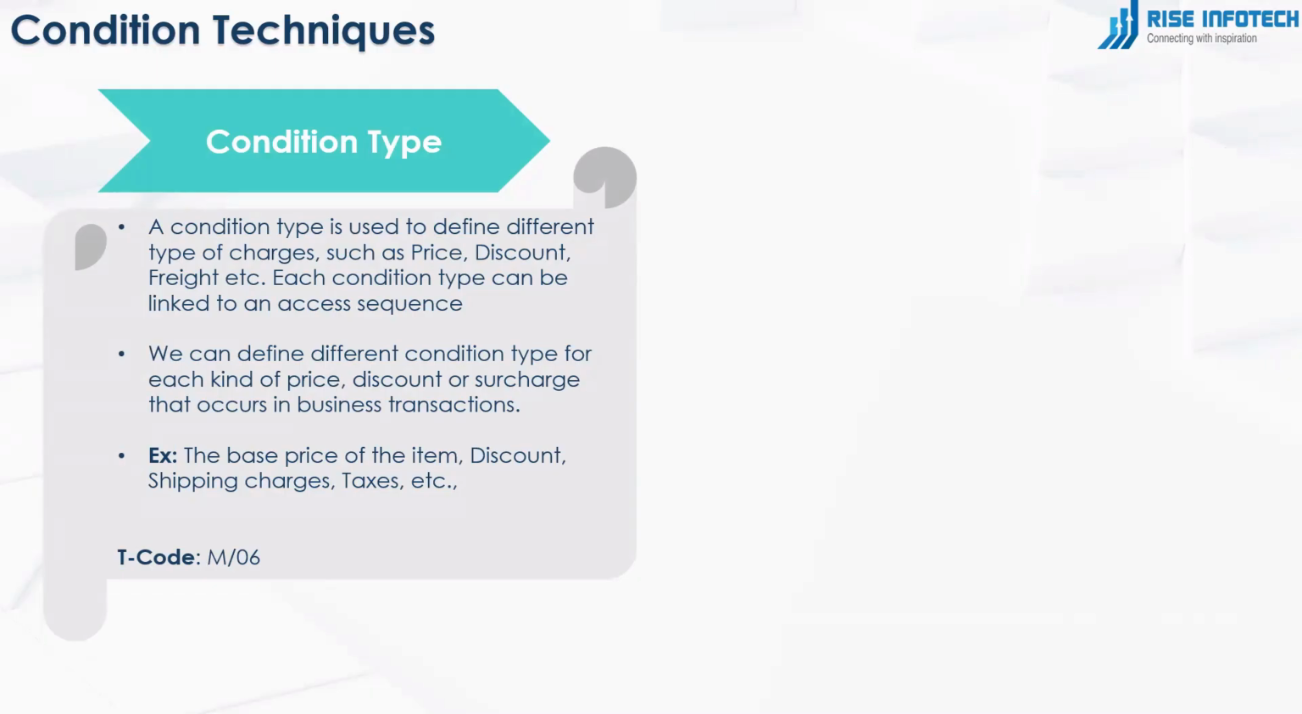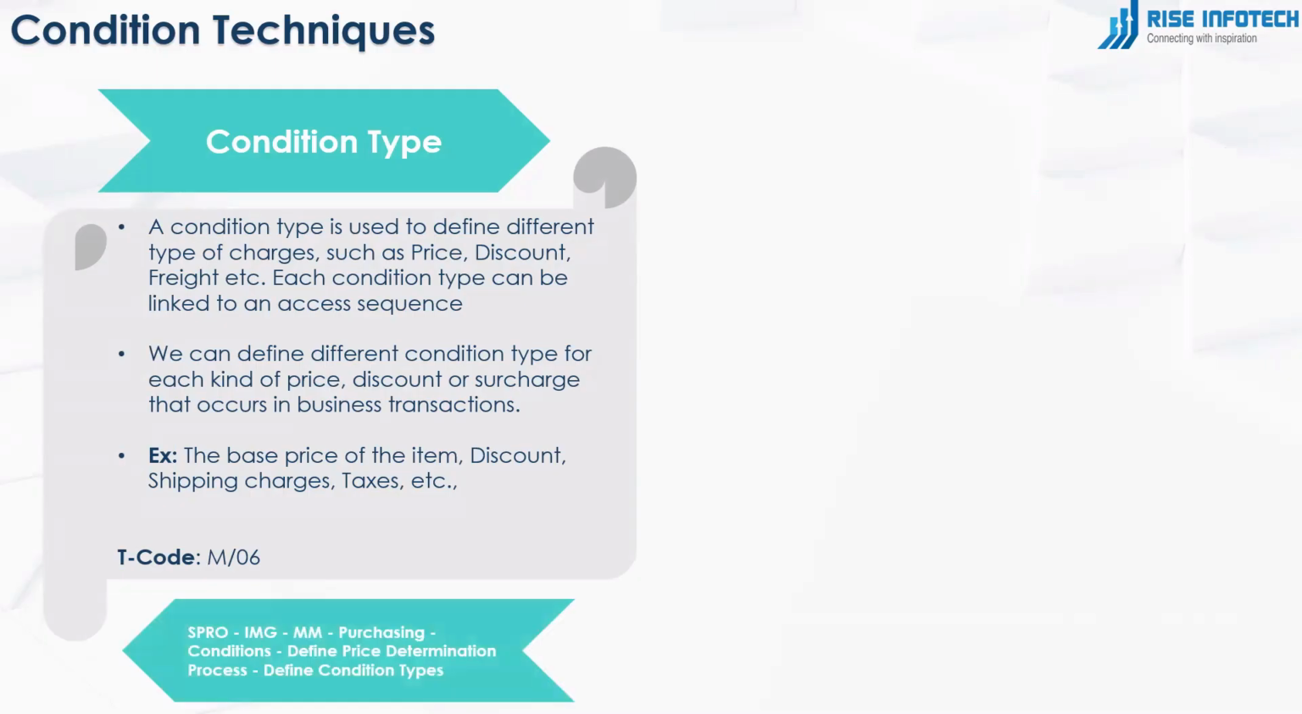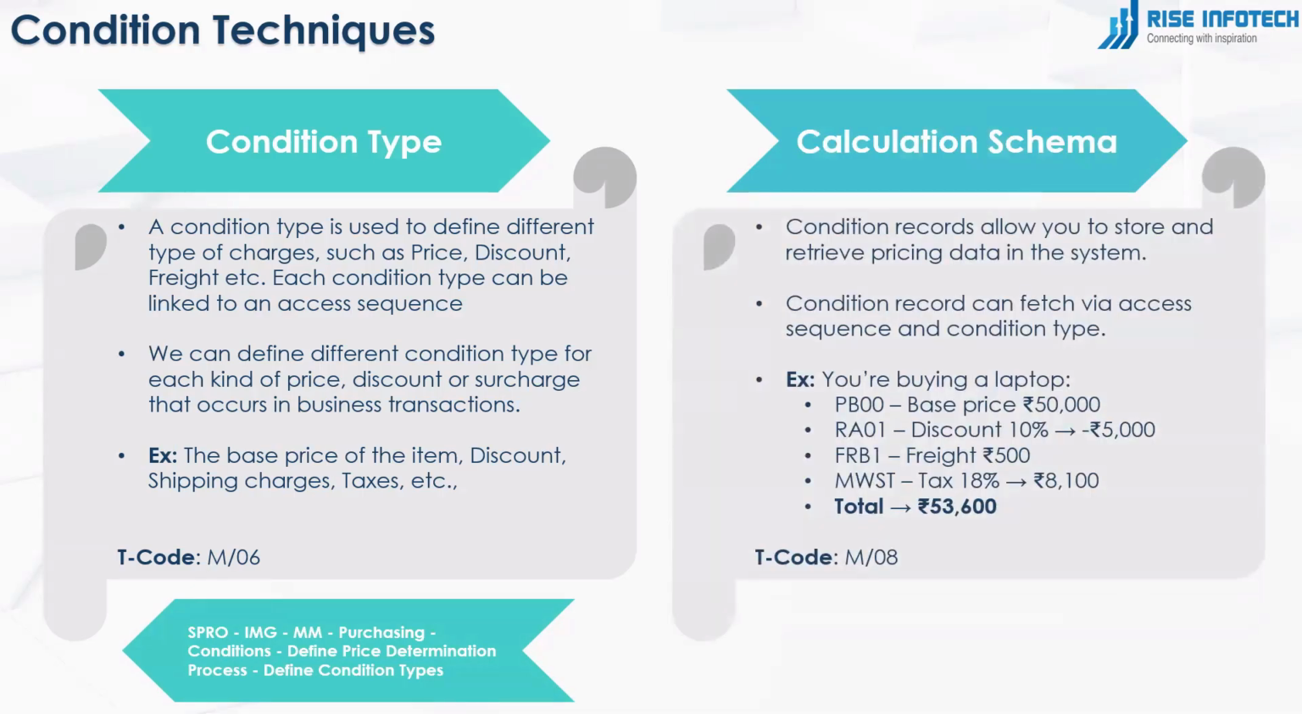So each condition type can be linked to an access sequence. So we can define a different condition type for each kind of price. And the T code used for defining the condition type is M/06. And we also have the SPRO path to define the condition type. So next is calculation schema.